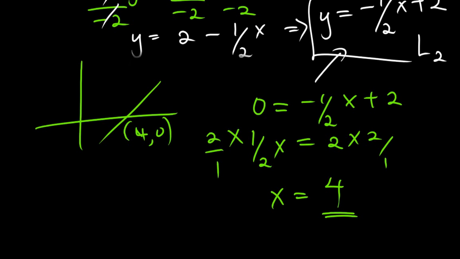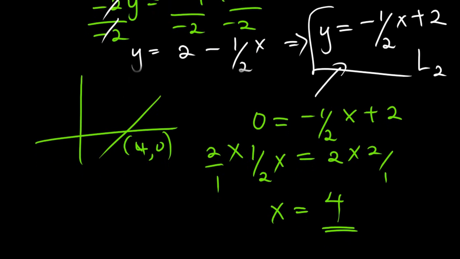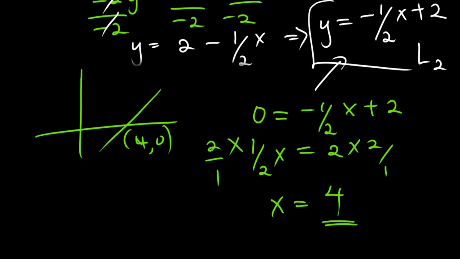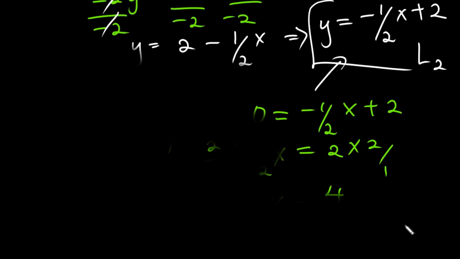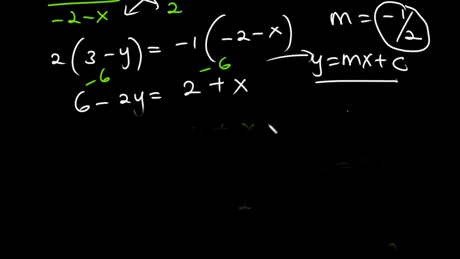So I believe we have understood that part of that question, and now we can move on to the final part of this question. The final part states that: determine the point of intersection of line L1 and L2.